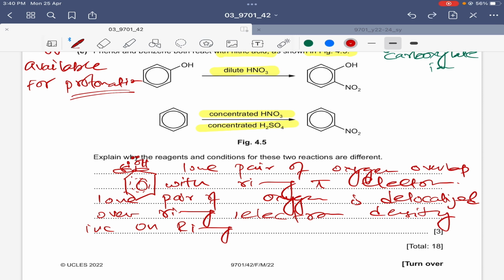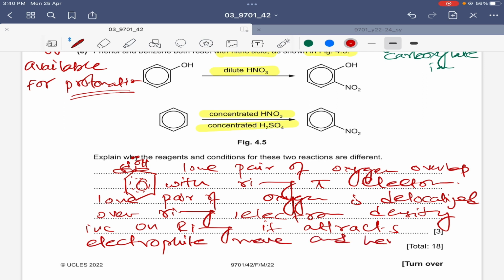As the electron density increases, it attracts electrophiles more, because the major reaction of benzene is electrophilic substitution. So the ring attracts electrophiles more, and hence reactivity increases. So this is why phenol is more reactive, and phenol reacts with dilute nitric acid, but benzene has to react with concentrated nitric acid, because phenol is much more reactive as compared to benzene. Phenol makes the ring activating. Alright, so this is the end of question number 4.